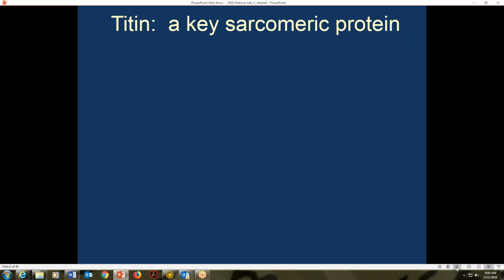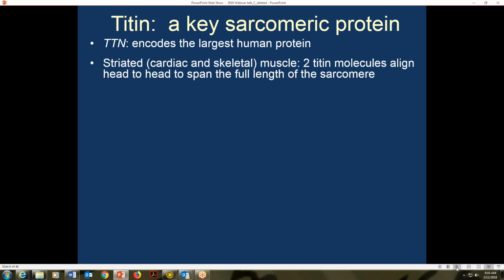So by way of introduction to titin, titin's a really key sarcomeric protein. The gene that encodes it encodes the largest human protein, and in fact it's the largest protein in nature. And that poses many challenges for us, and it's also partly one of the reasons why it's taken us so long to realise that it's such a common cause of disease.